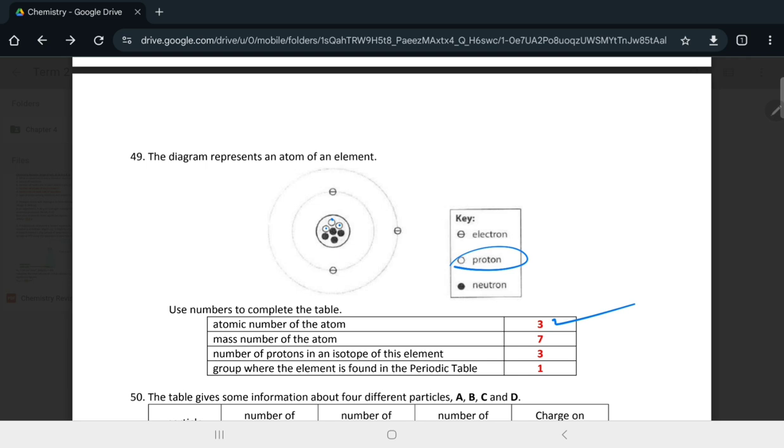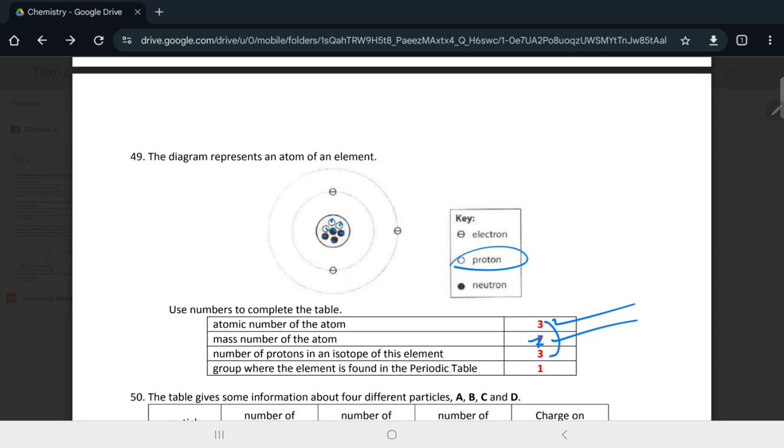Mass number is the number of protons and the neutrons. So we just count the subatomic particles in the nucleus. 2, 3, 4, 5, 6, 7. 7 of them, which is correct. Number of protons in an isotope of this element. Protons is the atomic number, which is 3.